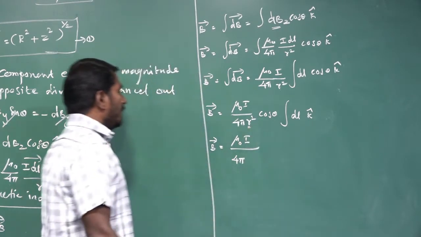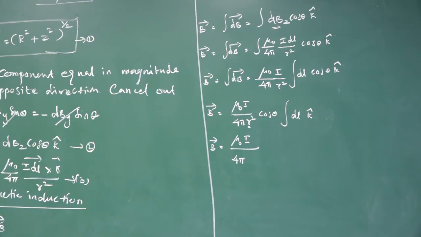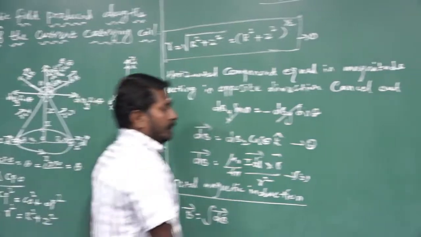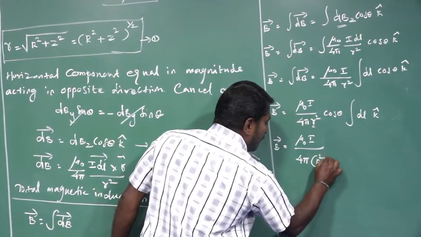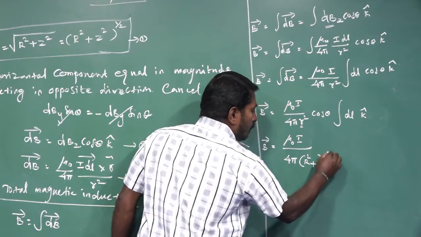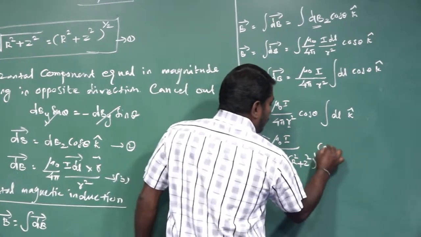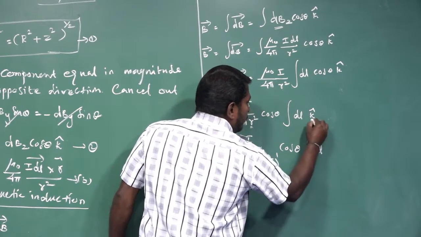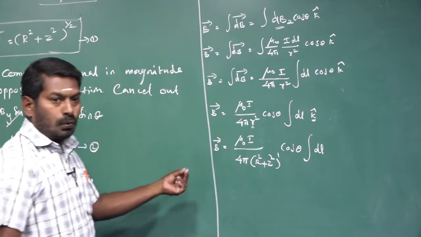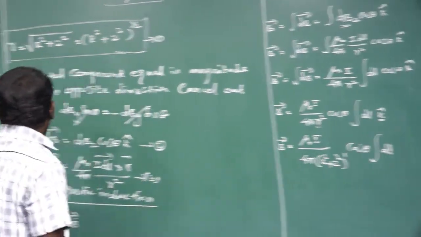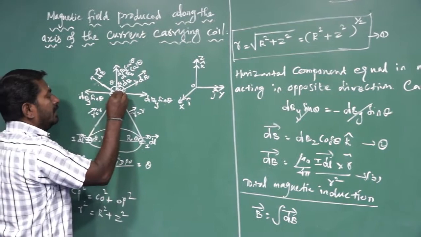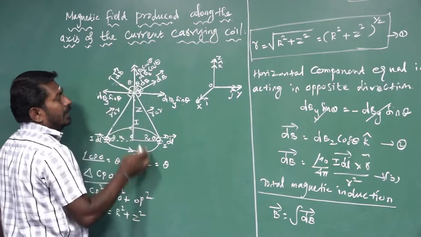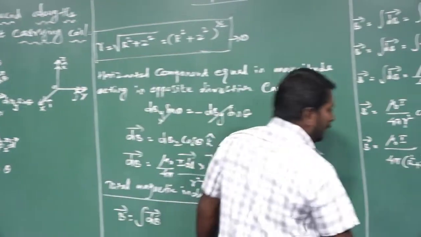We know the value of R square. See, R square is equal to capital R square plus Z square, so capital R square plus Z square whole power 1, cos theta, dl. K cap is a unit vector, magnitude 1, but it will give the direction. The direction of the resultant magnetic induction at this point P due to the entire circular coil carrying current is acting along the Z axis. So magnitude 1, leave it.